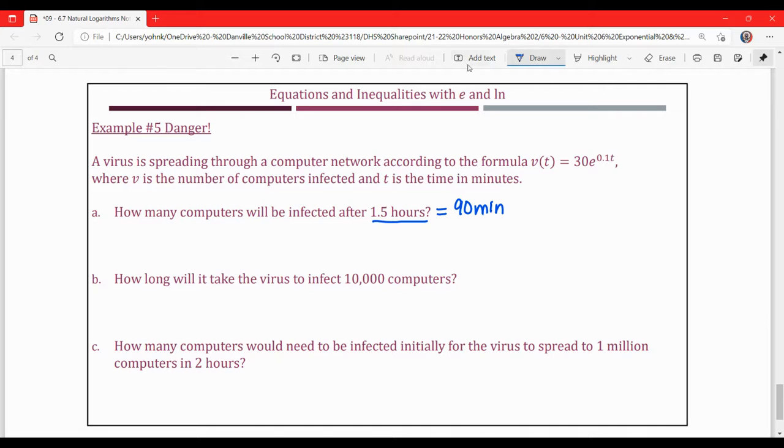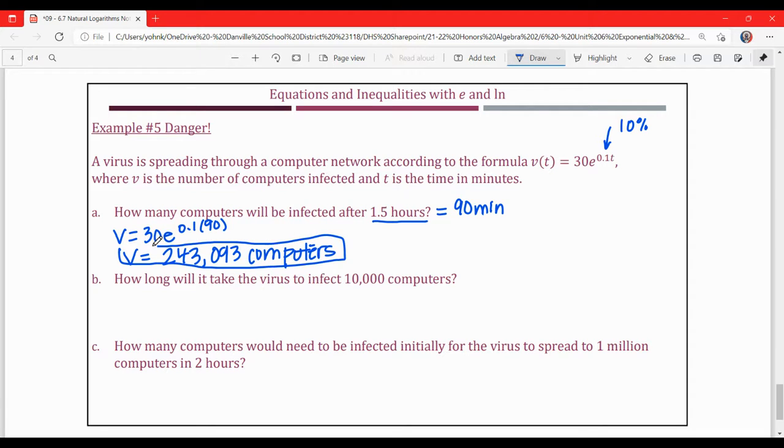So I need to find what V is, because V is the number of computers, and I'm trying to find how many computers. So V equals 30 is my initial, e to the 0.1 times 90. So after an hour and a half, 243,093 computers will be infected. Basically, you're increasing the infections by 10% every minute. That's what that 0.1 means, is that you're increasing by 10%. So there's my number of computers.